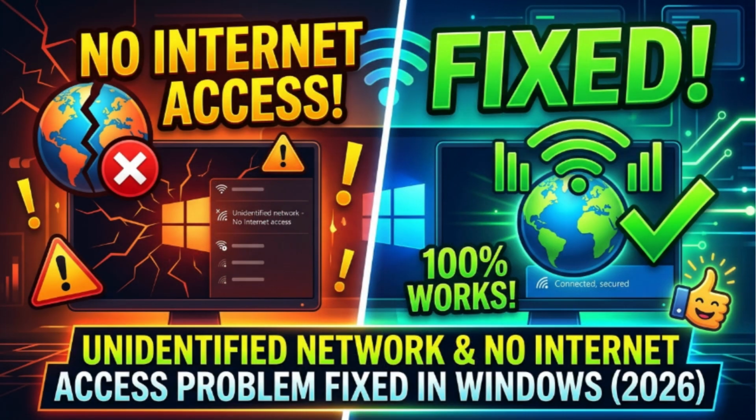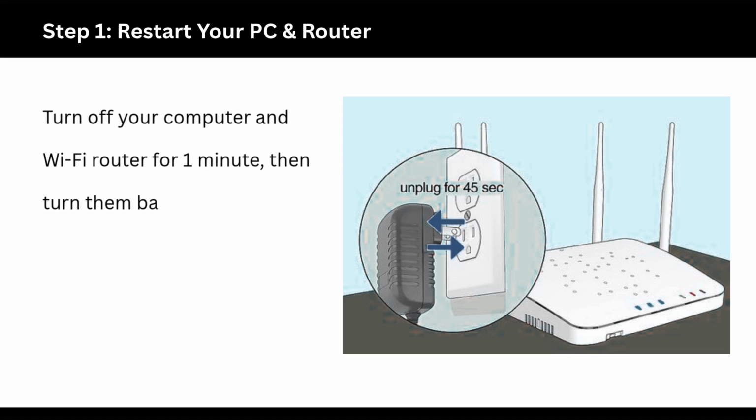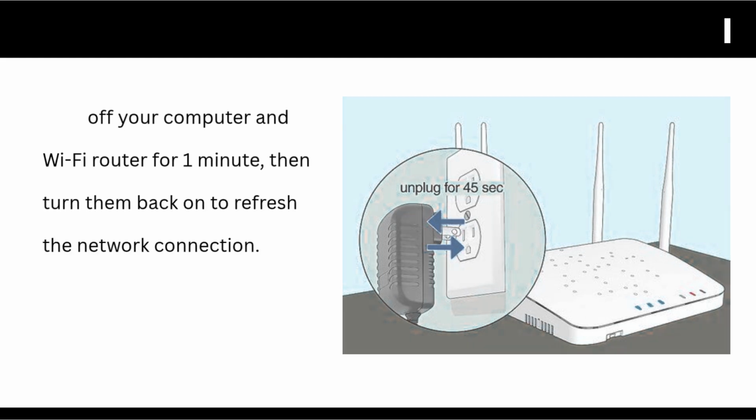Unidentified network no internet access problem fixed in Windows 2026. Step 1. Restart your PC and router. Turn off your computer and Wi-Fi router for 1 minute, then turn them back on to refresh the network connection.